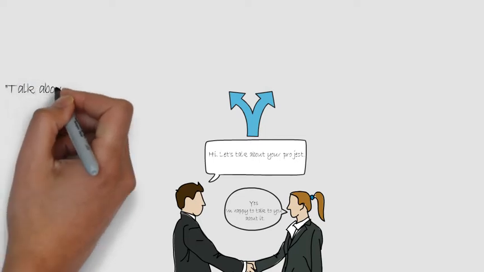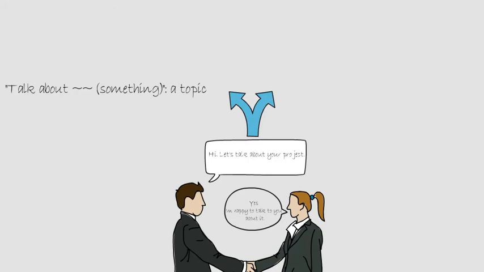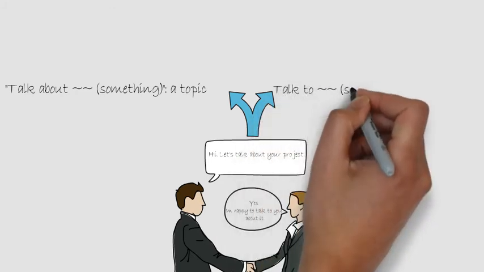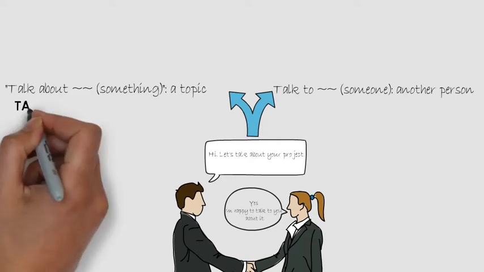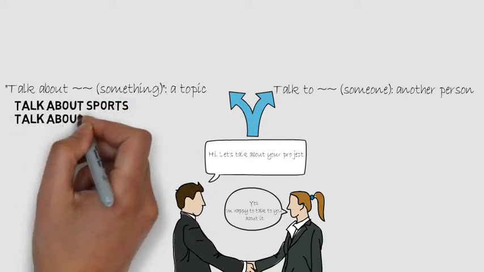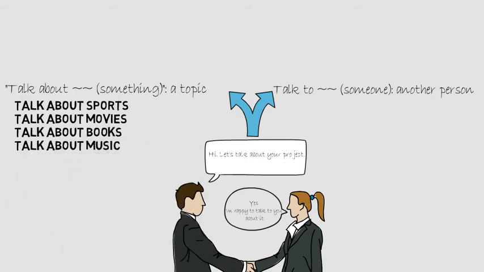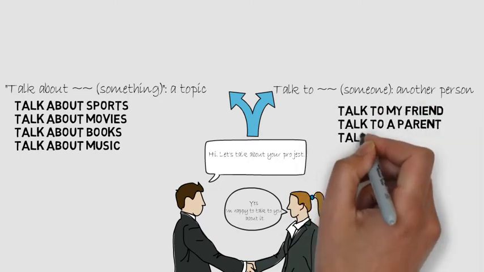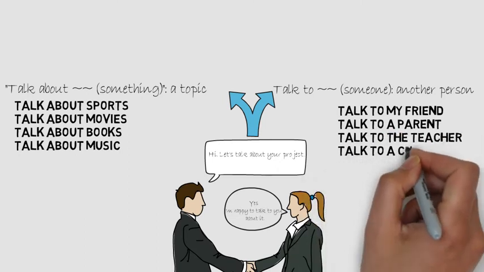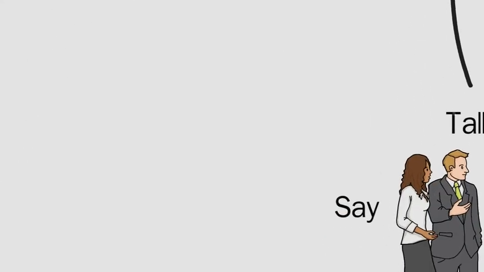Now, talk, the two main ways that we use it are for something and to someone, right? So we talk about something, a topic, or to someone, a person. So topics, talk about sports, talk about movies, talk about books, talk about music, etc. We use talk. Talking to another person in a conversation way. Talk to my friend, talk to a parent, talk to the teacher, talk to a customer.